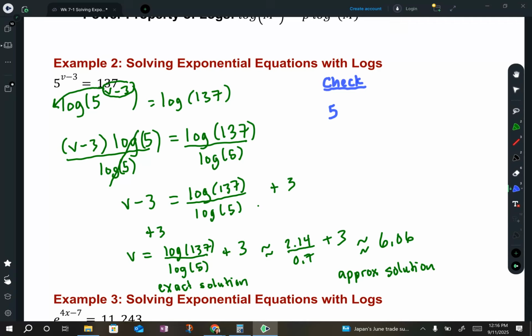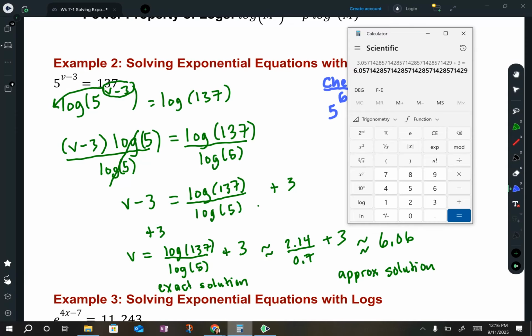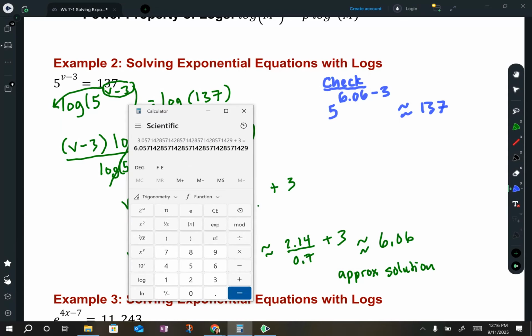So I'm going to check that 5 to the 6.06 minus 3 is about equal to 137. Let's grab our calculators and check that. We take 6.06, subtract 3 from that, and take 5 to the power of 3.06. And we get 137.67. Now, since we're approximating, we're not going to get exact values, and I've been rounding pretty ruthlessly here. So this is definitely the correct approximation.